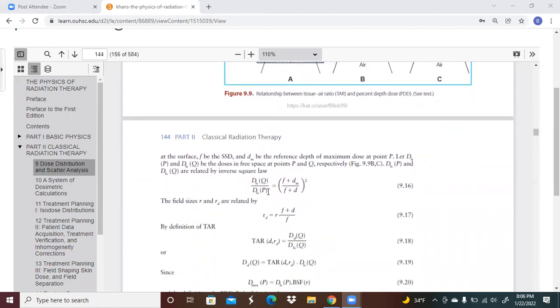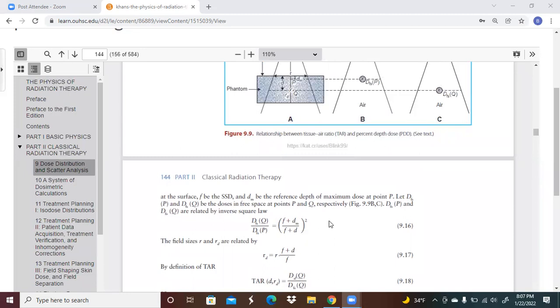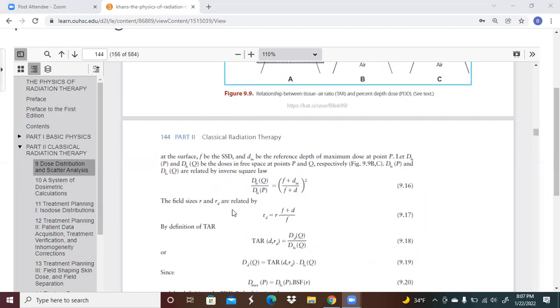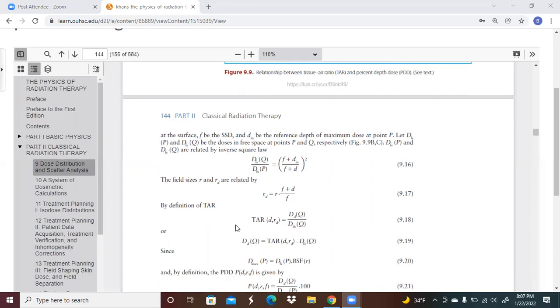If we put those together, these are related by the inverse square law. In other words, the only effect that you're going to see between those two that's going to change it is the change in the distance between those two points. In other words, this distance right here. That's just going to follow the inverse square law. The field sizes are going to be related as follows. In other words, the field size at your reference point D and field size at R are going to be related through this relationship.